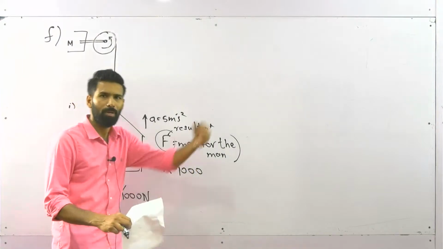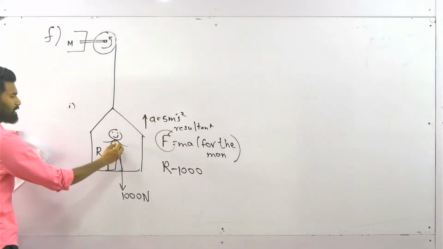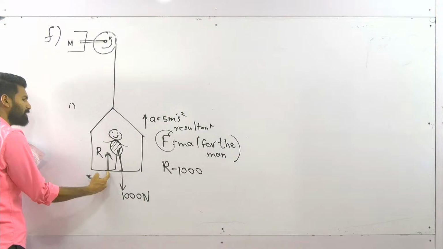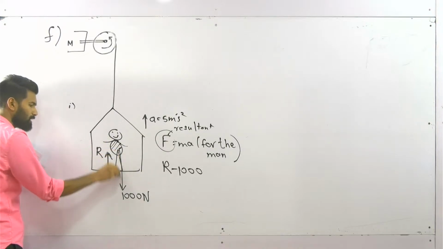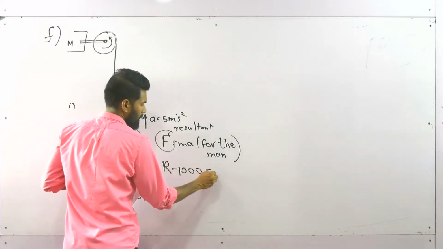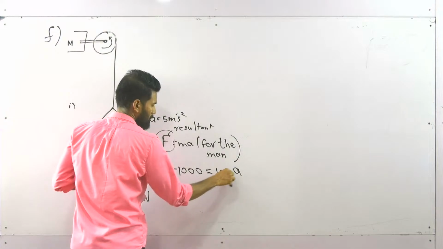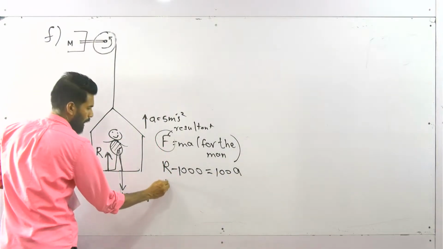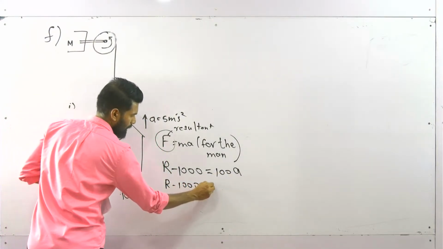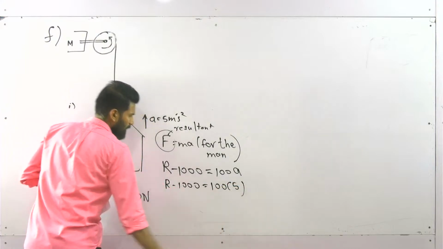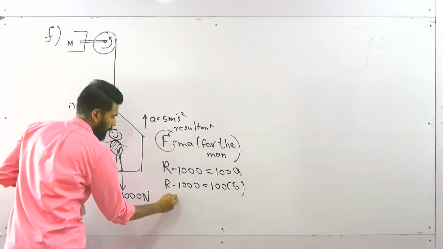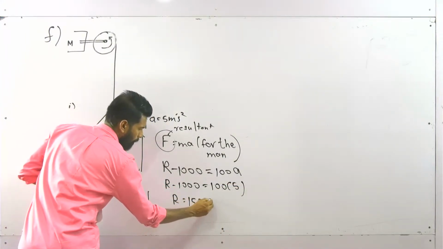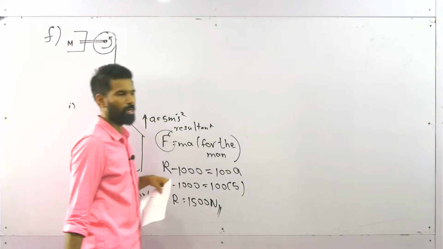Gravity pulls him down. So what is the resultant force acting on the man in the upward direction? R minus 1000 is equal to 100 a, his mass times acceleration. So R minus 1000 is equal to 100 into 5. Acceleration is 5. So R is equal to 1500 when he is moving upward.